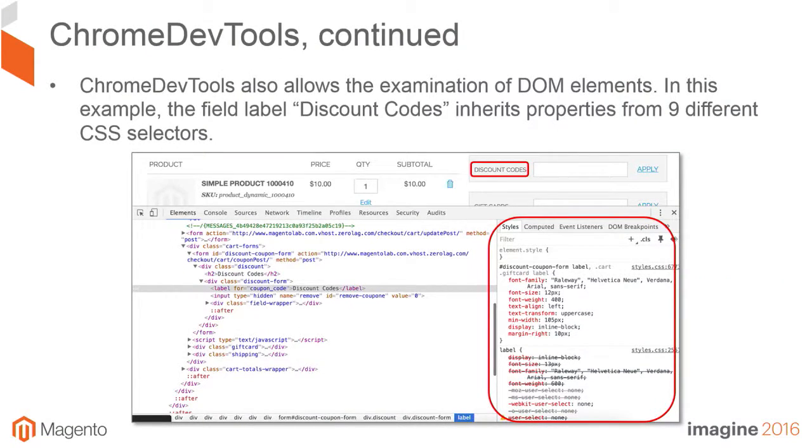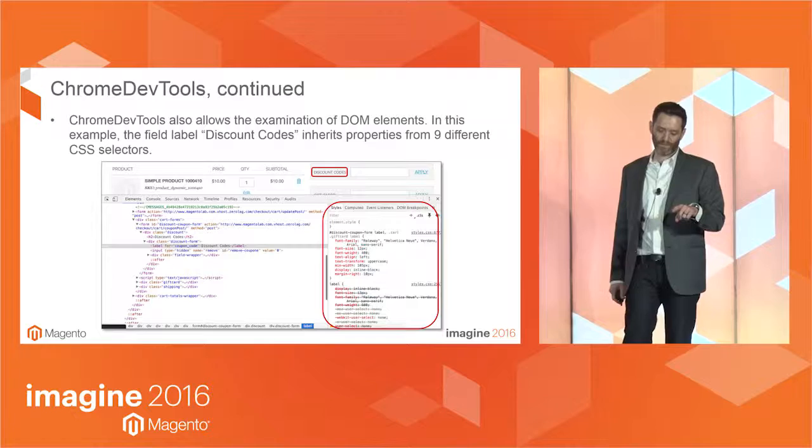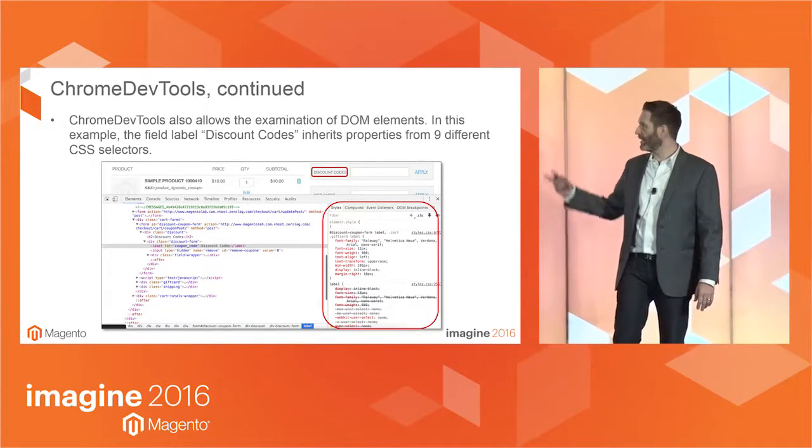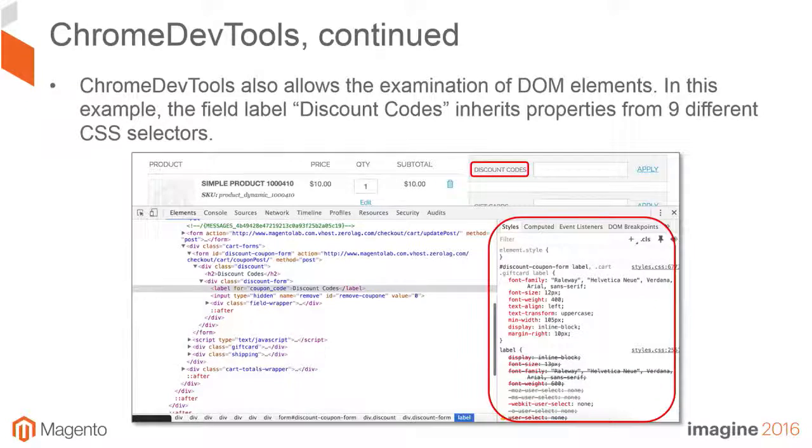So Chrome DevTools can help you identify the inherited properties of a DOM node. And why that's important is it can help you determine if there are excessive CSS overwrites of CSS selectors, right? And that increases the rendering time. We've highlighted the discount codes DOM element, or node, as it's called. And then you can see here, these are all of the different CSS styles affecting that DOM node.